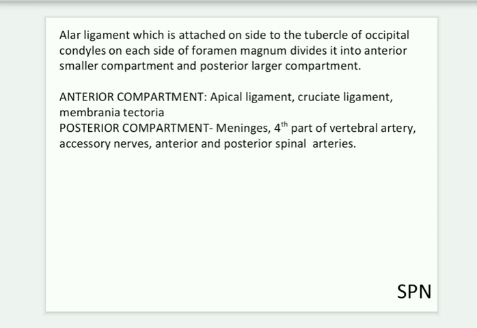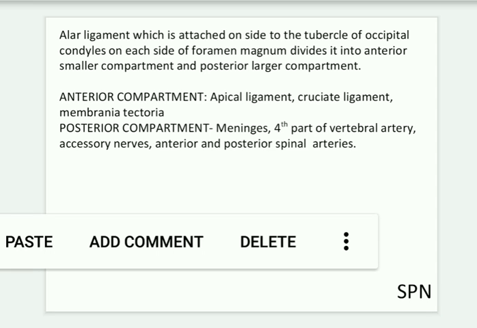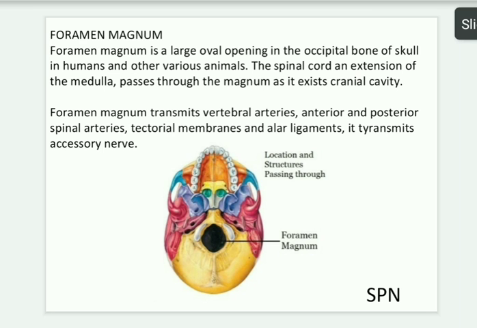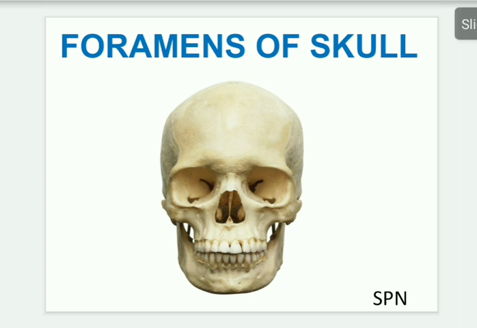cruciate ligament and membrana tectoria. The posterior compartment has your meninges, fourth part of the vertebral artery and accessory nerves, anterior and posterior spinal arteries. So these are the contents in the posterior compartment of the foramen magnum.